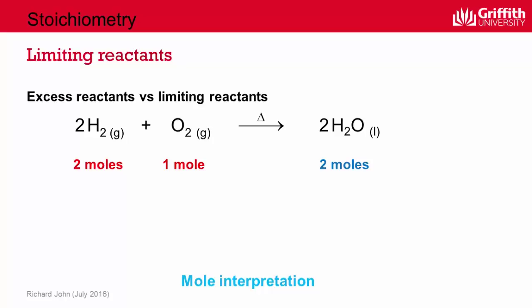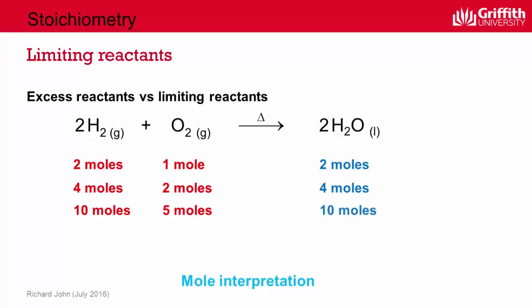Of course, we won't always start with 2 moles of hydrogen. We might actually, for example, start with 4 moles of hydrogen, in which case the mole interpretation would say that we would now require 2 moles of oxygen and that we would actually produce 4 moles of water. If we were to start with 10 moles of hydrogen, we would require 5 moles of oxygen and we would produce 10 moles of water. Now these numbers here, the 2, the 4 and the 10, and the 1, the 2 and the 5, and the 2, the 4 and the 10, are in the same ratio as the stoichiometric coefficients.